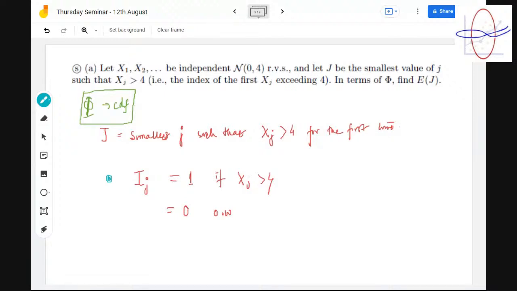So it's easy. Perfect. Can you just do the next step, Nikhil? The right step is to apply the idea of indicator random variables, because we are counting which index gets x greater than 4. So what is the distribution of Ij?